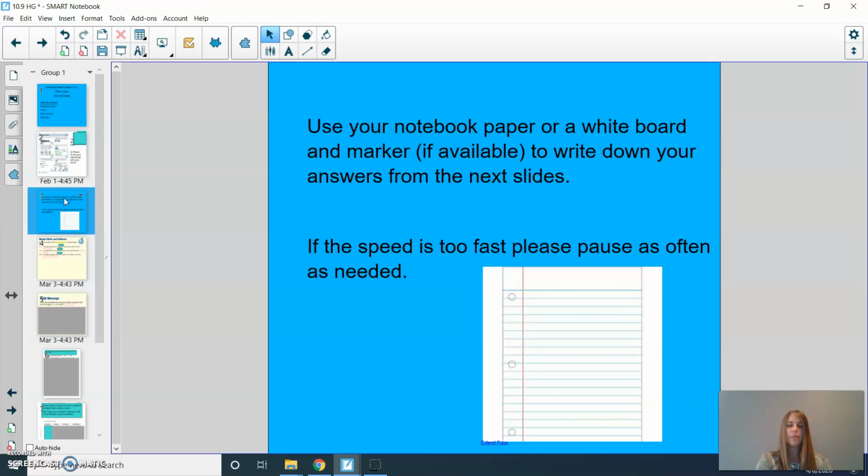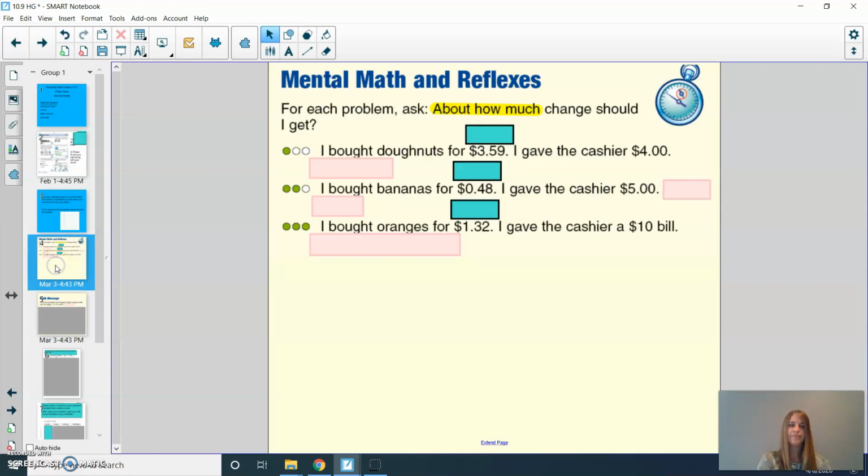Please use your notebook paper or a whiteboard and marker, if available, to write down your answers from the next slide. If the speed is too fast, please pause as often as needed. For each of these problems, we're going to think about how much change should I get. So if I bought donuts for $3.59 and I gave the cashier $4, I want to think about, first of all, what would I round $3.59 to? And we can do this first one together.